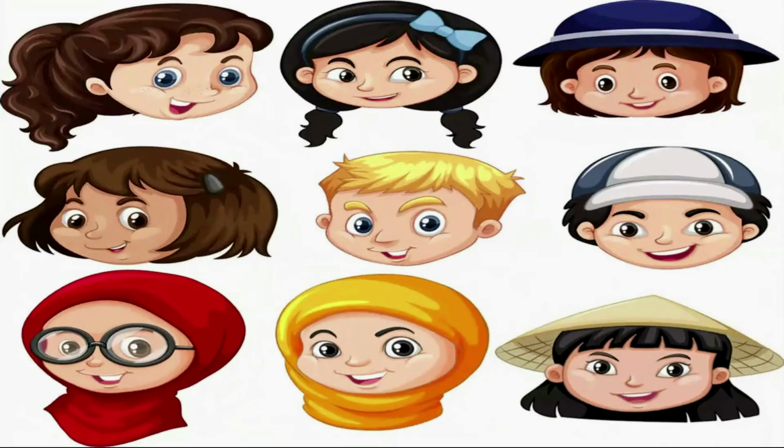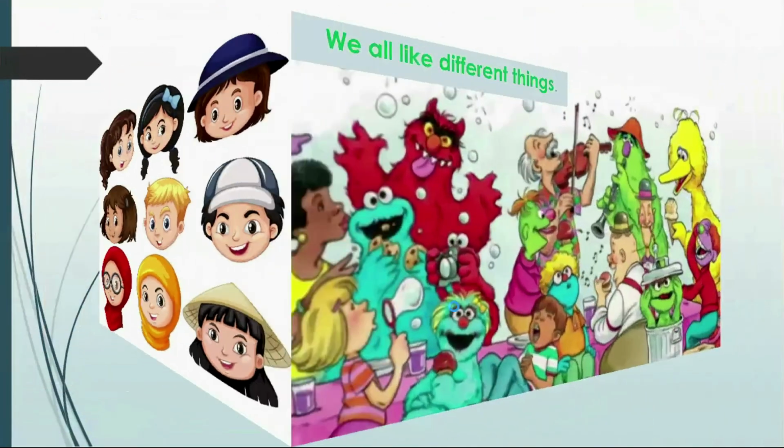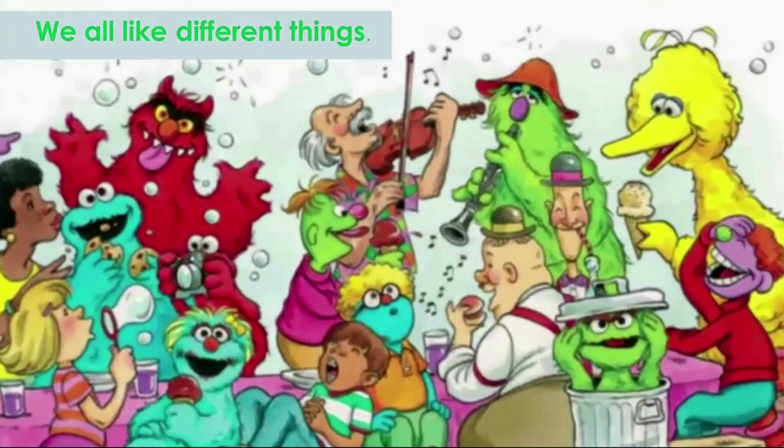Now in this picture, there are different girls and boys. All of them look different, right? They have different faces, they have different hairs, they have different eyes, and they have different expressions on their face, right? We all like different things. Some of us like to play a musical instrument, and some of us like to play like this green person, and some of us like to blow a bubble, and some of us like to take pictures, some of us like to eat. So everyone likes different things.